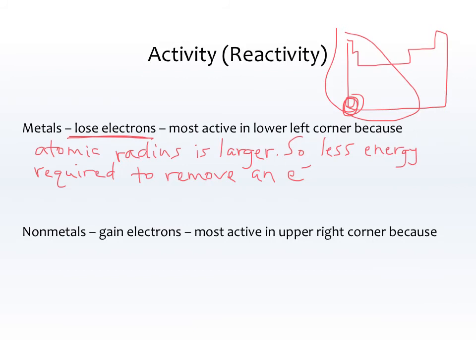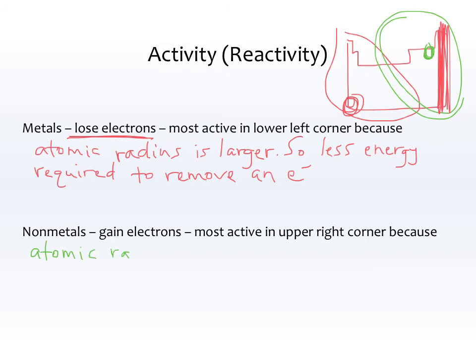For nonmetals, these are in the upper right-hand side of the periodic table. The most active nonmetal is in the upper right-hand corner. First of all, completely ignoring the noble gases because they're virtually inert anyway. So we're talking about fluorine, chlorine, oxygen. The most active nonmetals are in the upper right-hand corner because the atomic radius is smaller.